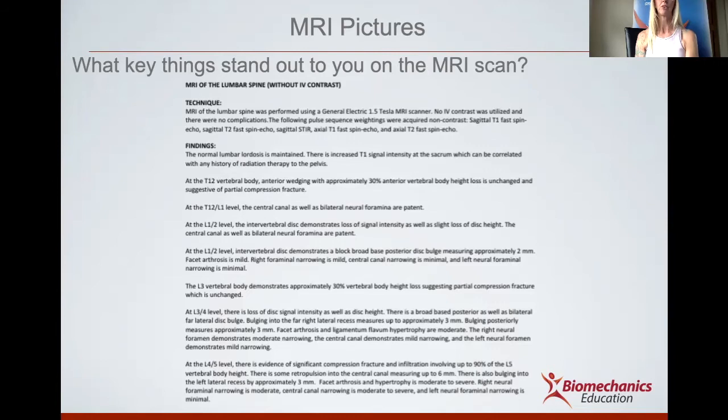At the T12-L1 level, the central canal as well as the bilateral neural foramina are patent, so unremarkable, nothing to worry about. At the L1-2 level, the intervertebral disc demonstrates a loss of signal intensity as well as a slight loss of disc height. So again, possibly normal degeneration, but the central canal as well as the bilateral neural foramina are patent, so again, unremarkable. At the L1-2 level, the intervertebral disc demonstrates a broad-based posterior disc bulge, that's a mouthful, measuring approximately 2 millimeters. Now, this is obviously where we're getting some pressure, a posterior disc bulge of 2 millimeters. That's not for us to decide whether that's extreme or not.